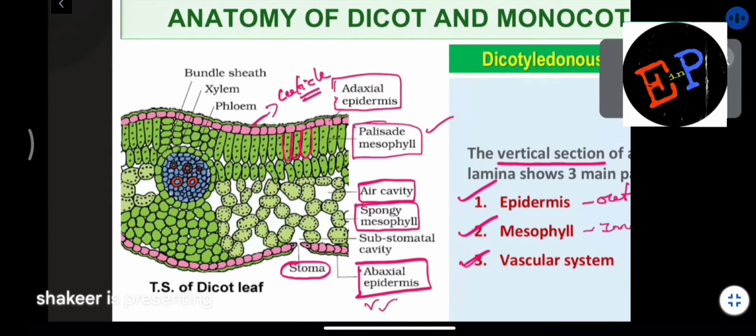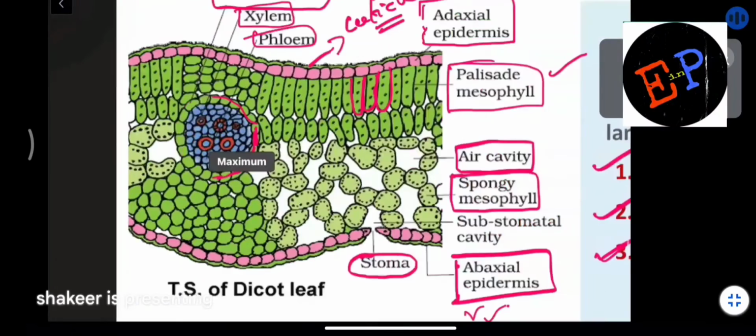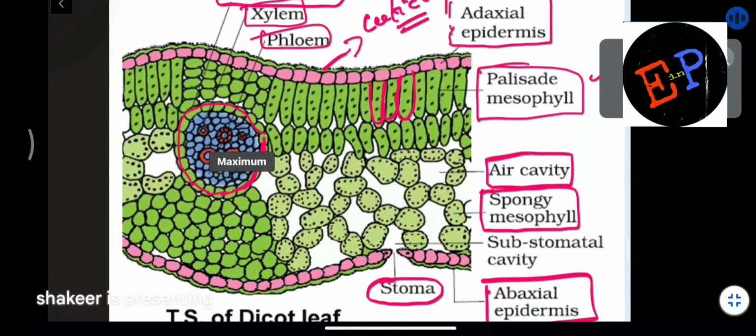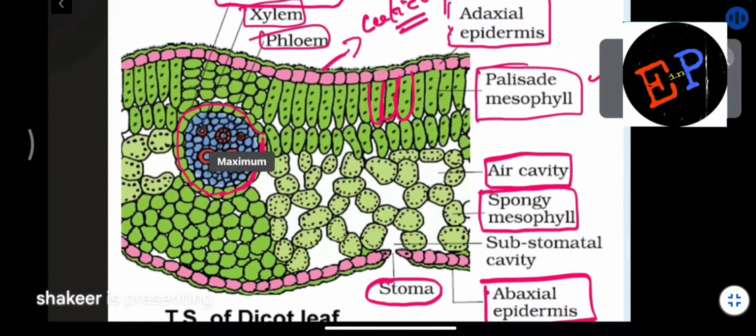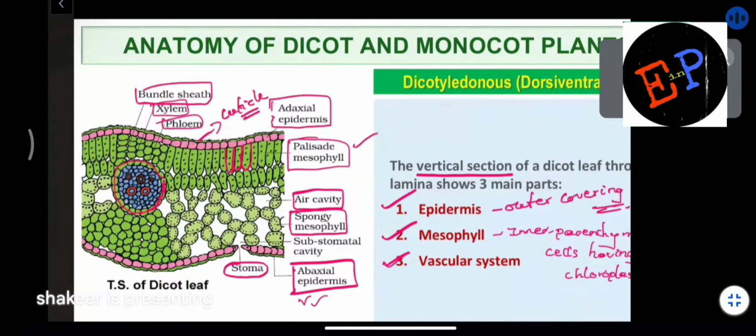Then you can find the xylem and phloem, and surrounding this xylem and phloem you will find a sheath of layers which is called the bundle sheath. Here you are seeing this green color structure, no? One green color layer you are able to see here. Clear? So that layer is nothing but a bundle sheath. The bundle sheath will surround the xylem as well as the phloem. Are you able to understand?